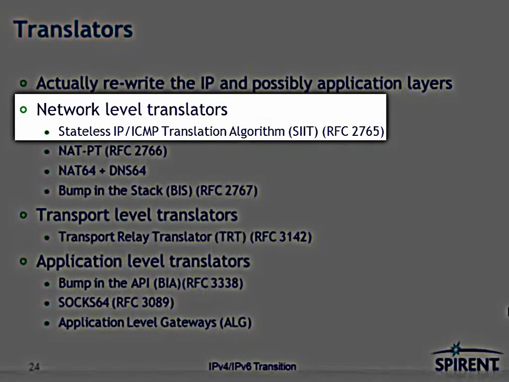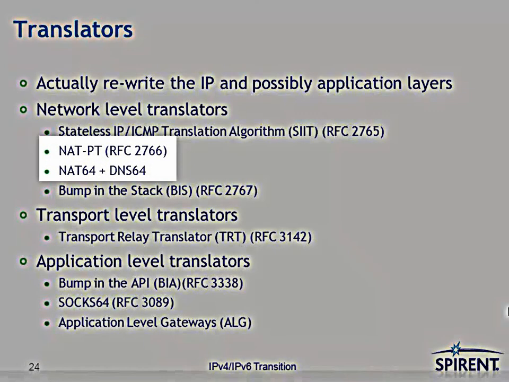So a network layer translator called Stateless IP ICMP Translation Algorithm, or SIIT, was described in RFC 2765. SIIT actually replaces packet headers IPv4 with IPv6 and vice versa. It also translates ICMP messages and fragments IPv4 messages to fit the IPv6 MTU when necessary.